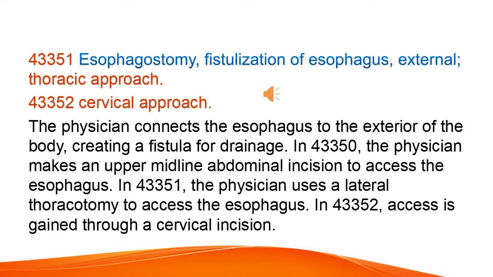Esophagostomy, fistulization of esophagus, external, thoracic approach. Cervical approach. The physician connects the esophagus to the exterior of the body, creating a fistula for drainage. In 43350, the physician makes an upper midline abdominal incision to access the esophagus. In 43351, the physician uses a lateral thoracotomy to access the esophagus. In 43352, access is gained through a cervical incision.